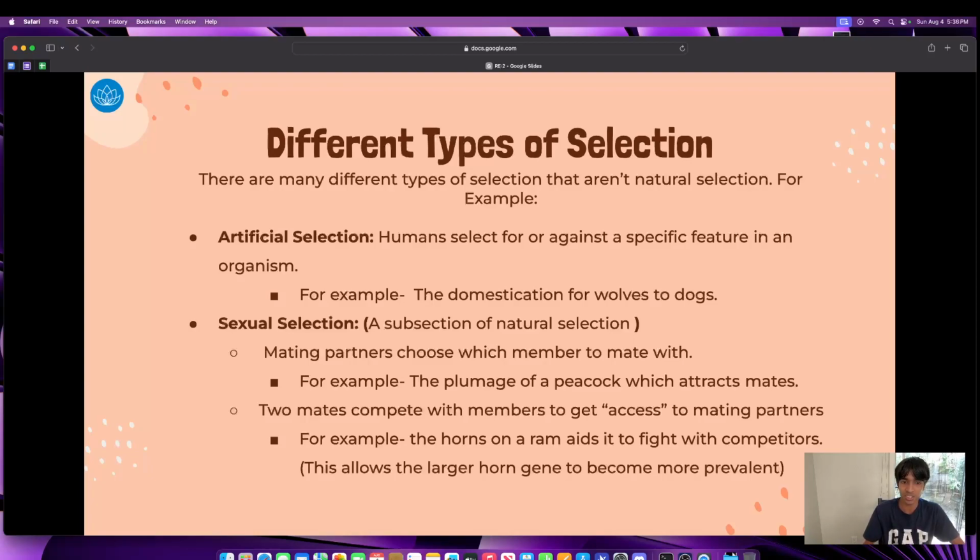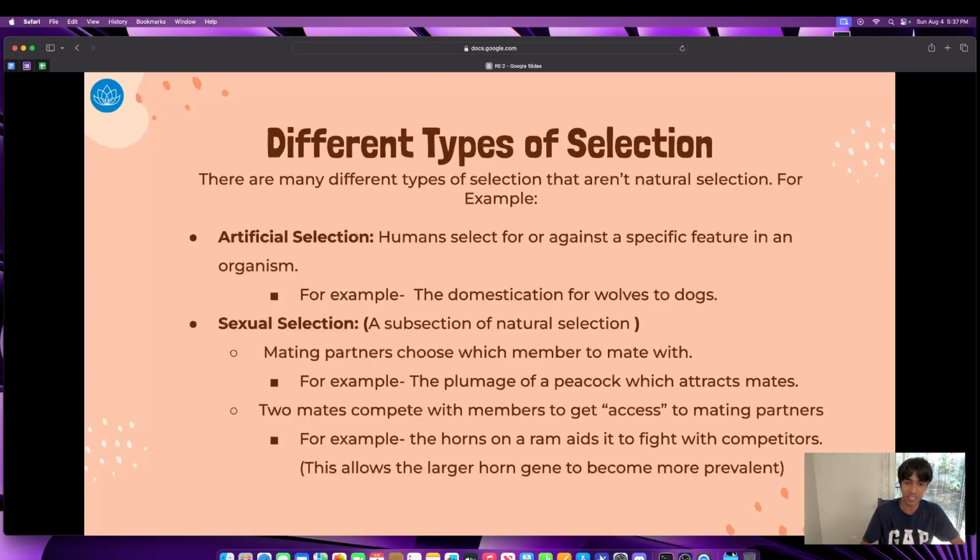And then sexual selection is when mating partners choose which members to mate with. For example, the color of a peacock's feathers, which attracts a mate. Male peacocks, which have a wider range of feathers and a larger area of feathers with more colors, easily attract the female peacocks rather than someone who has gray feathers, which look really ugly. So you can obviously tell that.